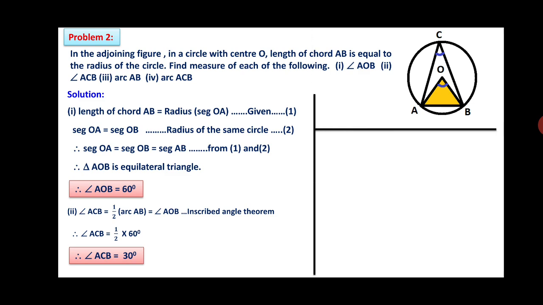Friends, now start with the next. Third, arc AB is equal to angle AOB, that is the central angle. Therefore, arc AB is equal to 60 degrees.